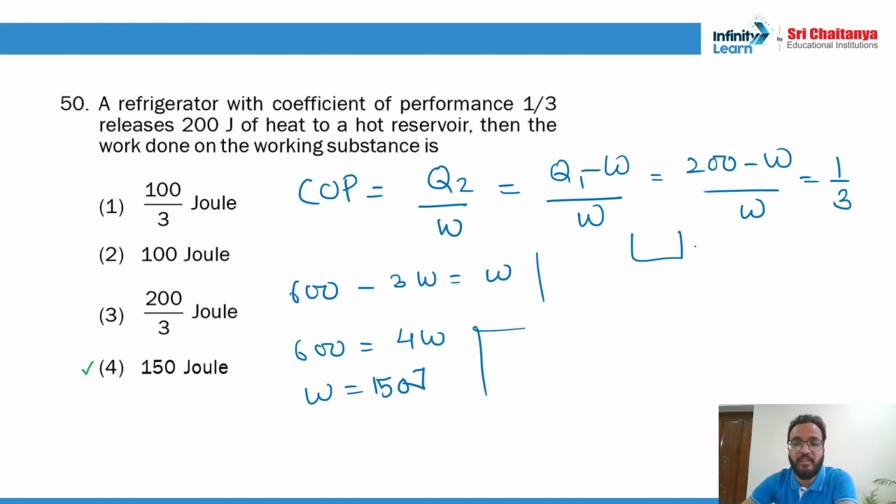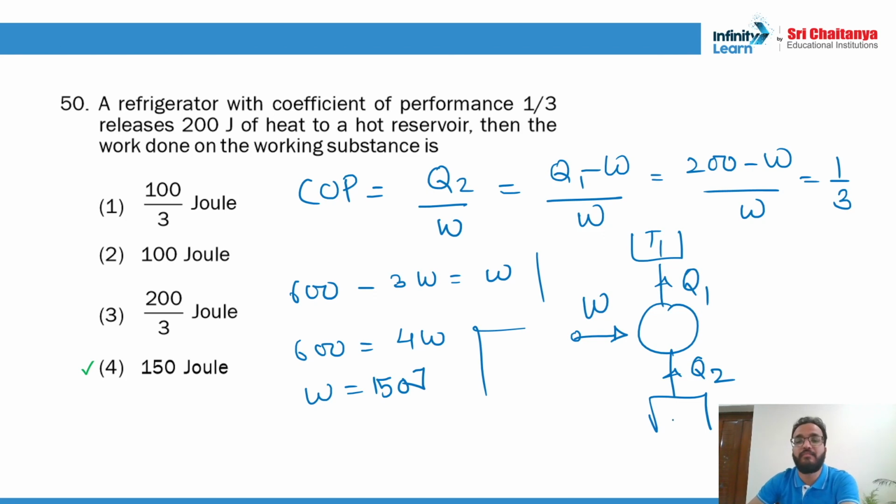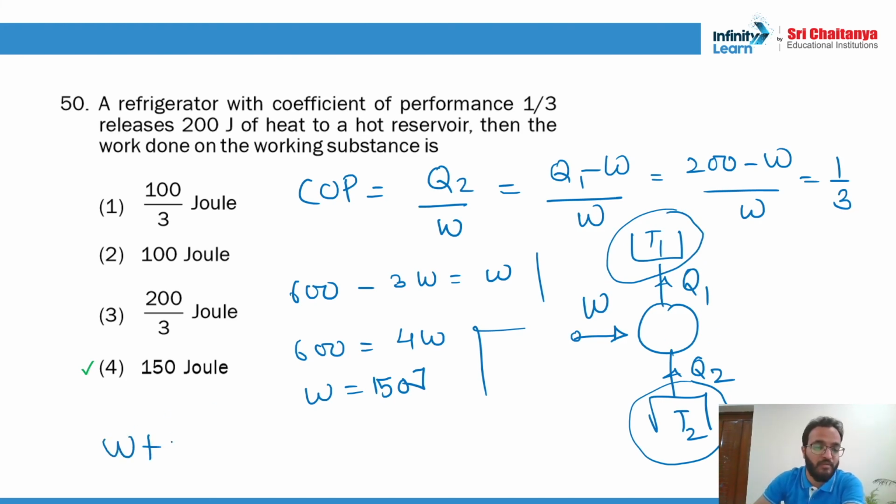See, this is T1. Energy given out is Q1. Work is done on the refrigerator. It takes Q2 from the items that are kept inside, and this is the outside temperature, outside room. So we already know that W plus Q2 is equal to Q1. That is how we got this result.